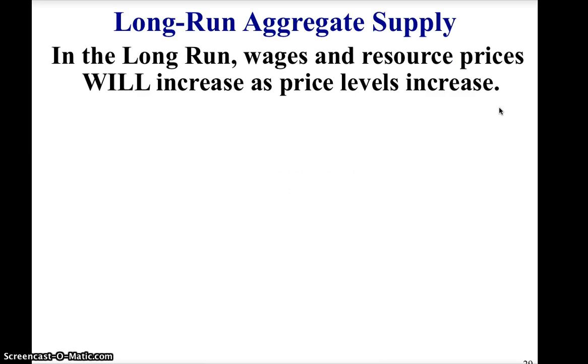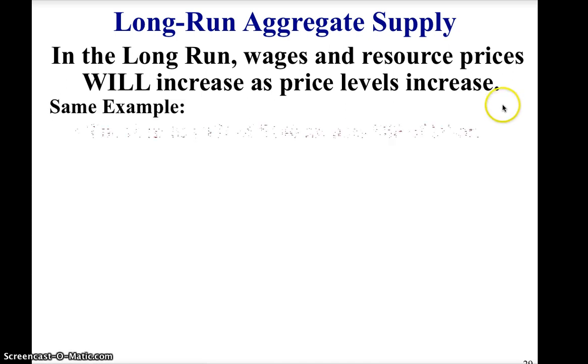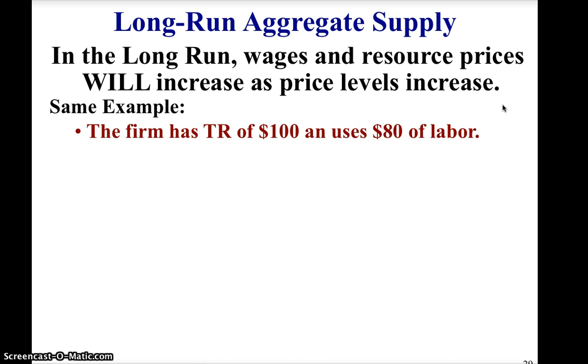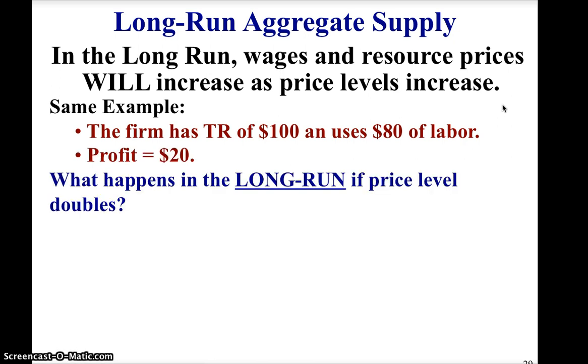So in the long run, we already have learned that wages and resource prices will increase as price level increases. They are flexible, they are not sticky in the long run. So if you go back to an example in a previous video, we have a firm that has a total revenue of $100 and uses $80 of labor. So the profit is $20. So what happens in the long run if the price level doubles? So basically if there's an inflation of 100%.